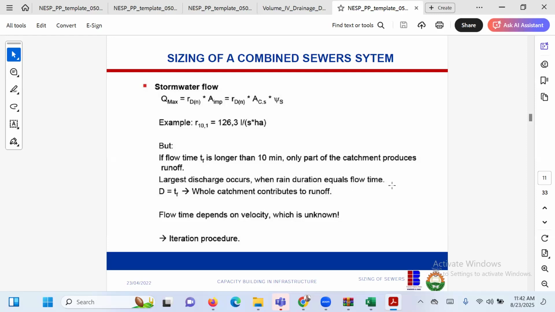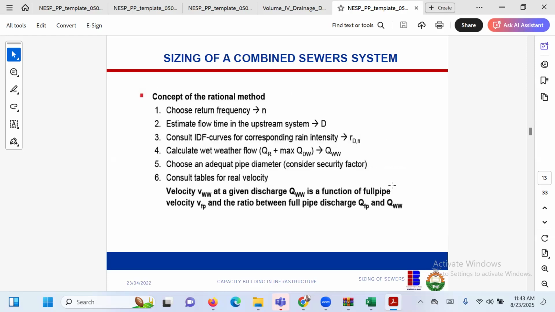This is very important. Why we are using 10 minutes or 15 minutes is because your maximum discharge occurs when the flow time is equal to the duration. In other words, flow time is the time it takes water to flow from where it fell to the outfall or to enter your drain. I'll still explain when we start the real calculation.